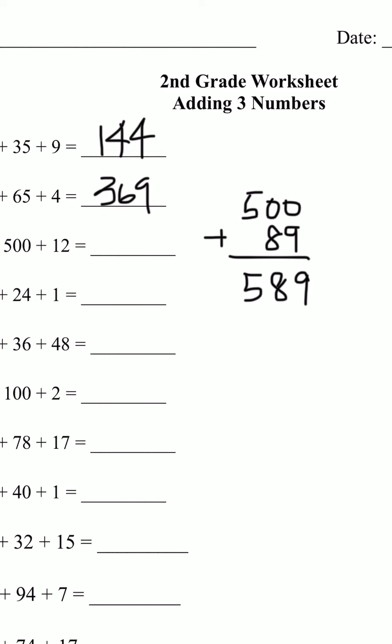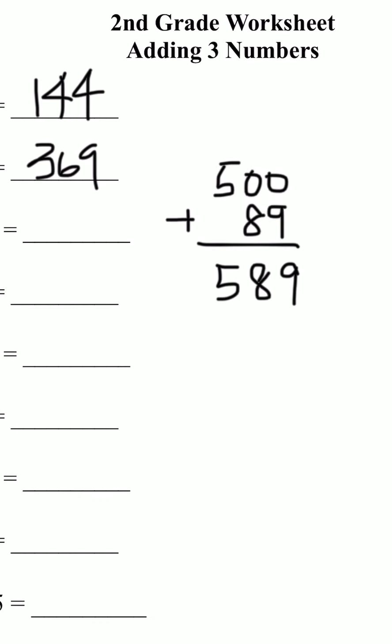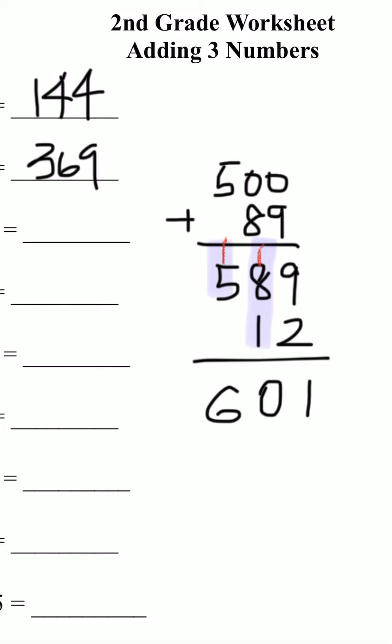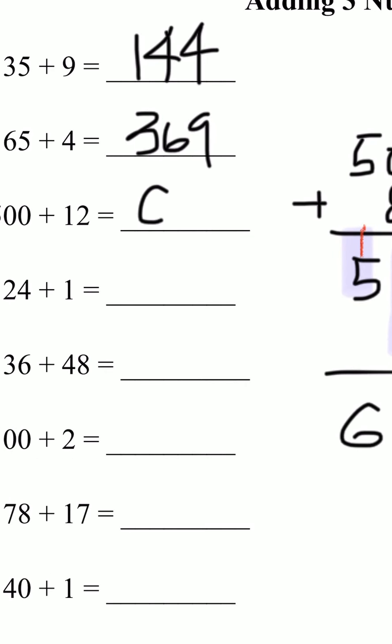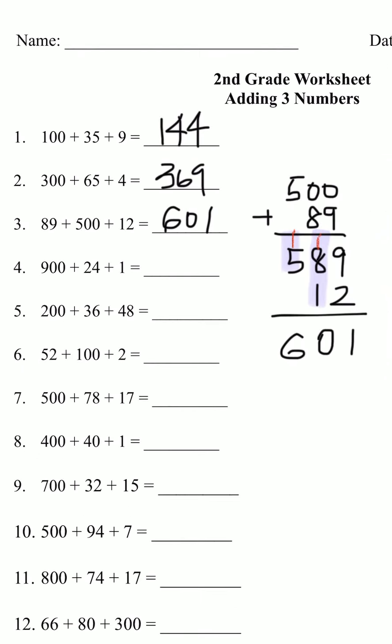We have 589, and now we have to add 12. 9 plus 2 is 11, so 1, and then the 1 goes up. So now we're adding 1 plus 8 plus 1, which is going to be 10. So we write the 0 down here, and we write the 1 above 5. So now we're going to be adding 1 plus 5. 1 plus 5 is 6. So our answer is going to be 601.